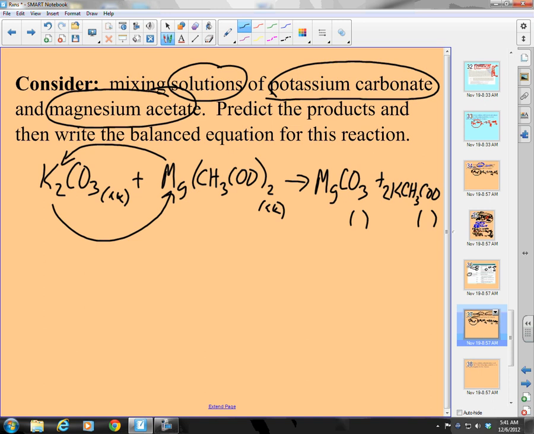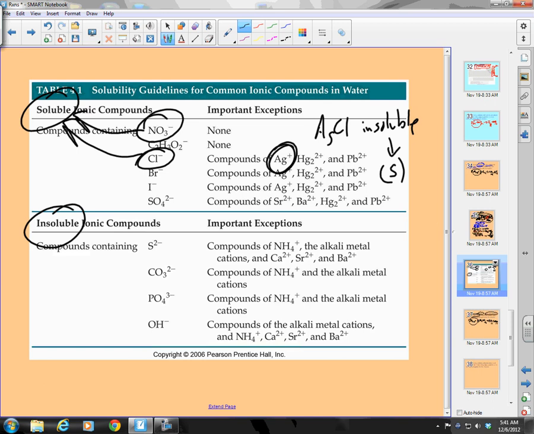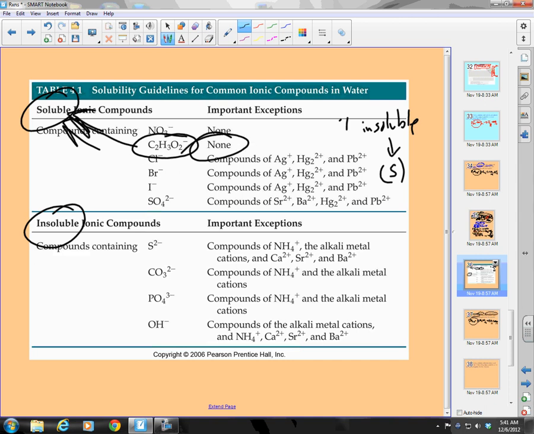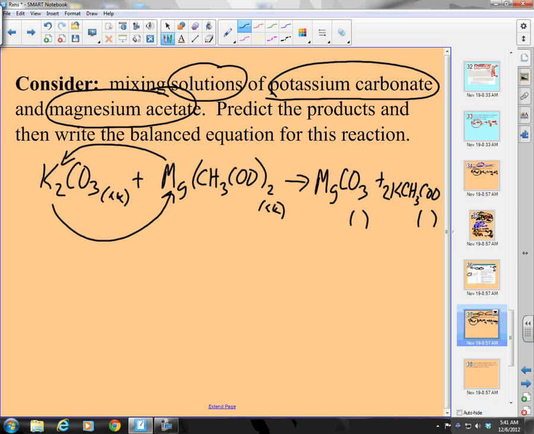Good, so let us go to our solubility table. Acetates. What do we know about acetates? Well, here's acetate, and they are what? Soluble, and what are the important exceptions? None. So that means my potassium acetate is aqueous. You know, there's another way I knew that was aqueous, because potassium is a group 1, right? And we know that all group 1s are always soluble.